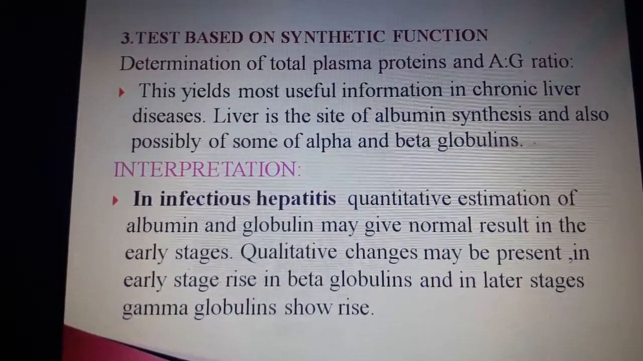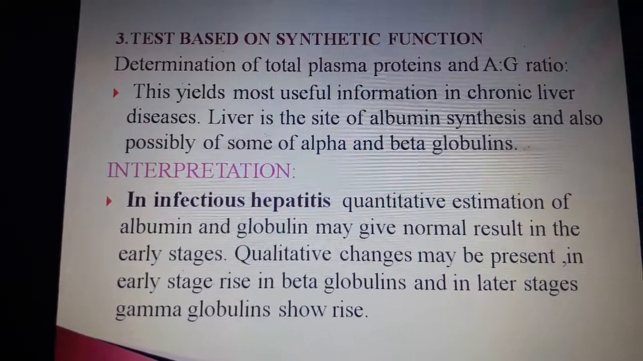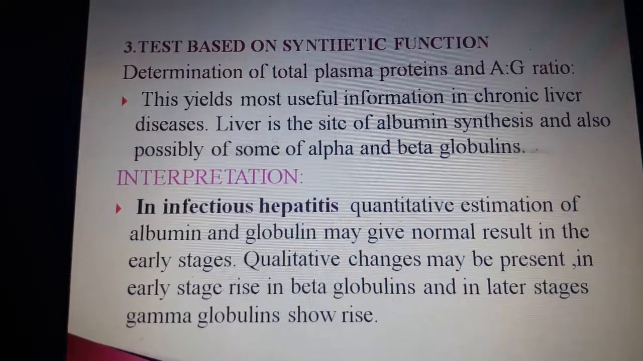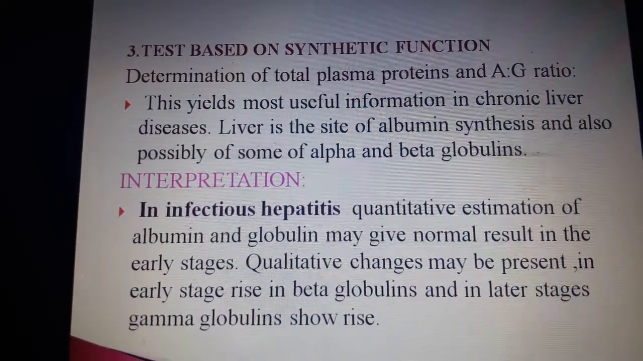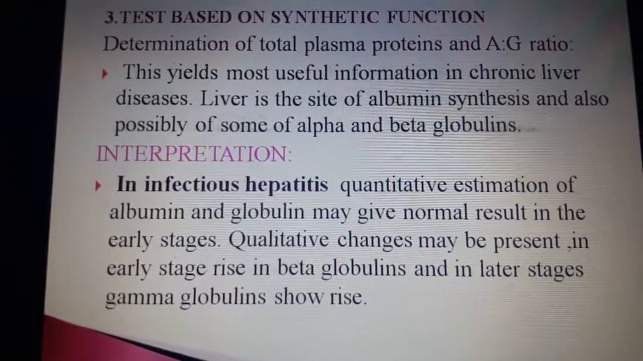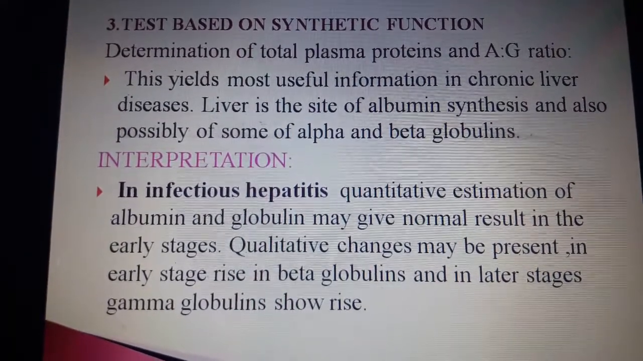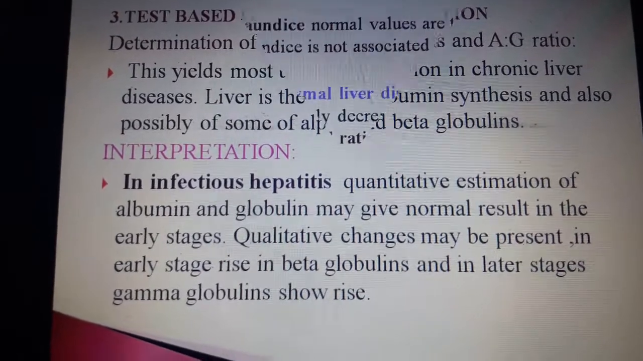Interpretation. In infectious hepatitis, quantitative estimation of albumin and globulin may give normal results in the early stages. Qualitative changes may be present. In the early stage, there is a rise in beta globulin, and in the later stage, gamma globulin rises.